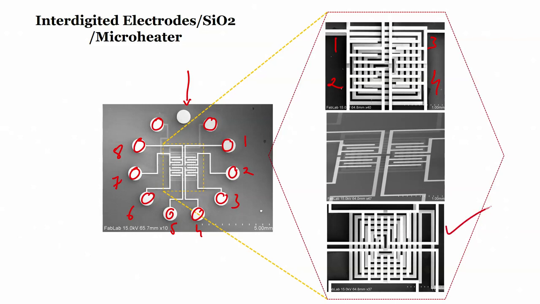You can see this image as well, where you can see a micro heater at the bottom, right, in a coil structure, a rectangular coil, on which there is an insulator, on which there are interdigitated electrodes. These are interdigitated electrodes, right, 1, 2, 3, 4, correct. So, this is where we obtain our interdigitated electrodes.